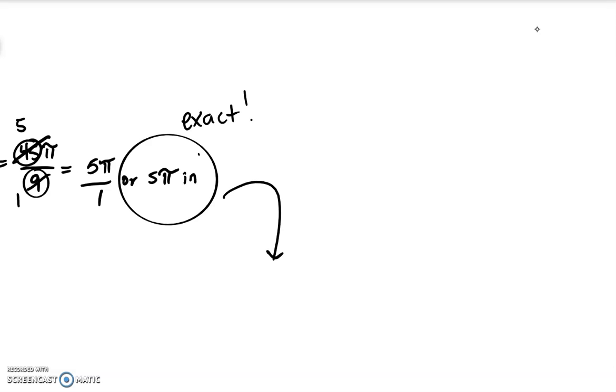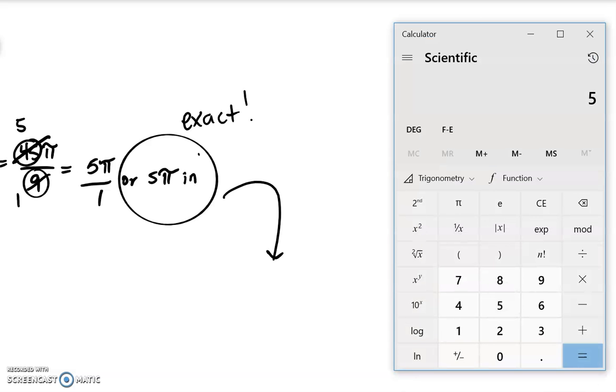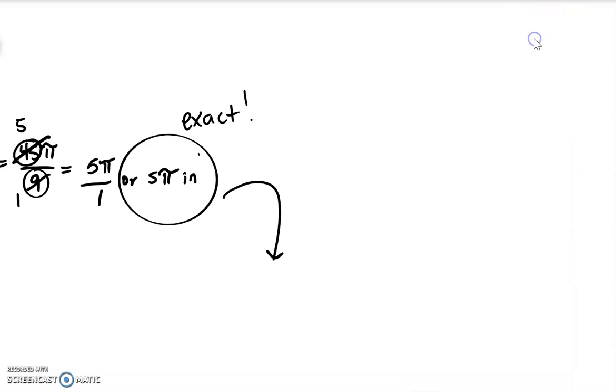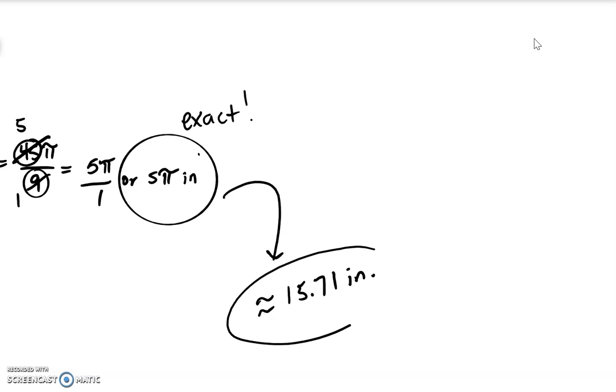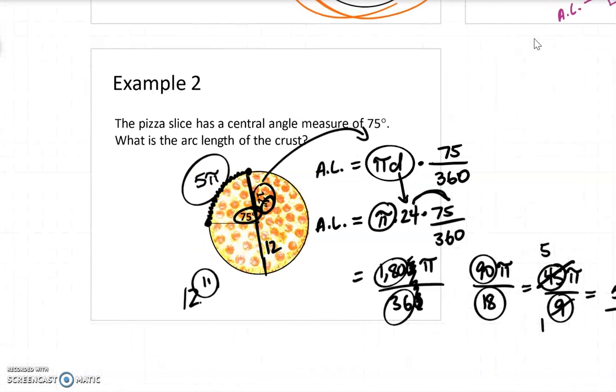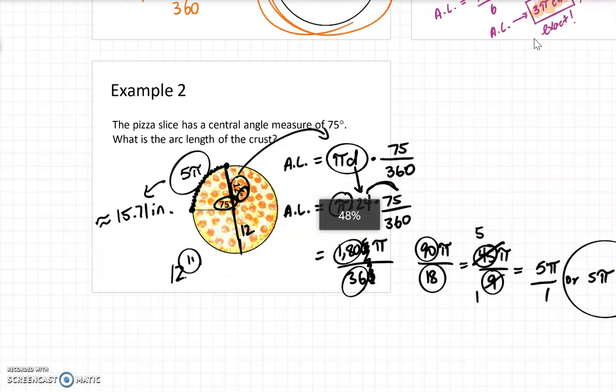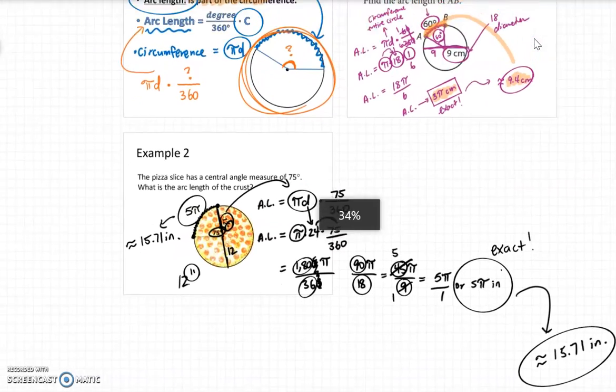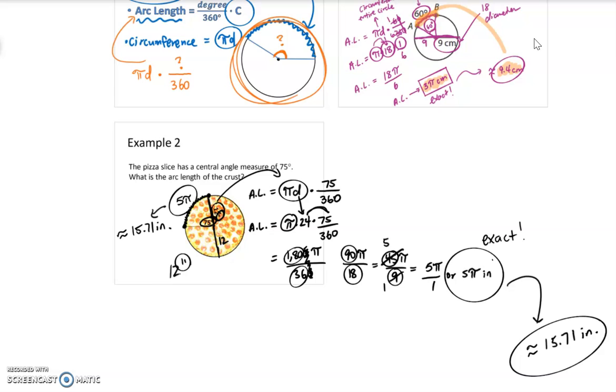Now, if we wanted to round it, we're just going to take out a calculator and multiply 5 by pi, and we get 15.71. So we'll go to the hundredths place, and we'll say approximately 15.71 inches is what that length is. 5 pi is approximately 15.71 inches in length. And ladies and gentlemen, that is how you calculate arc length, and that is what arc length is. Don't forget your summary. Submit your notes when you are finished.